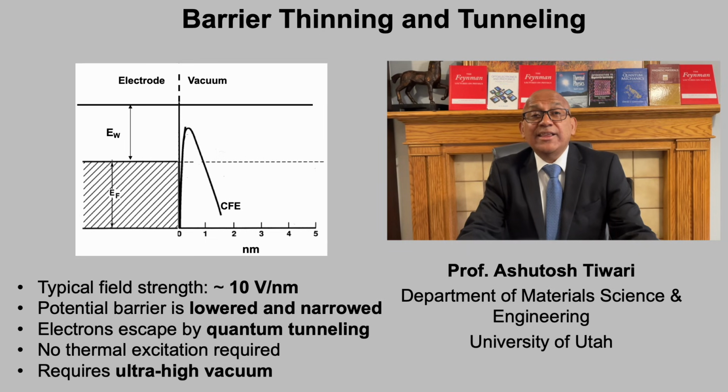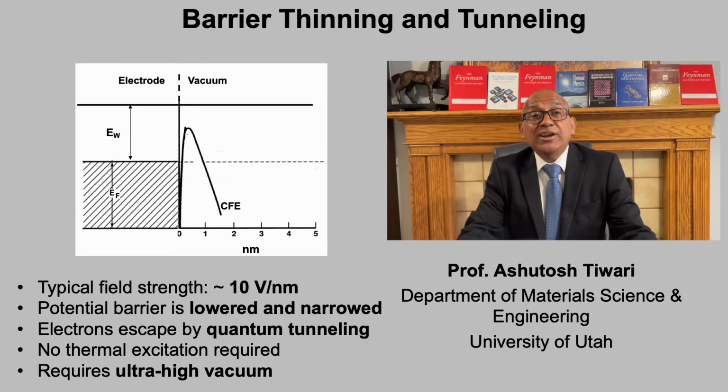As the electric field at the emitter tip continues to increase, it can reach magnitudes on the order of 10 volts per nanometer. At such high fields, the surface potential barrier at the metal vacuum interface is significantly reduced in height and compressed in width. Under these conditions, electrons no longer require thermal energy to escape the metal. Instead, they can tunnel directly through the narrowed barrier and leave the cathode by a purely quantum mechanical process.